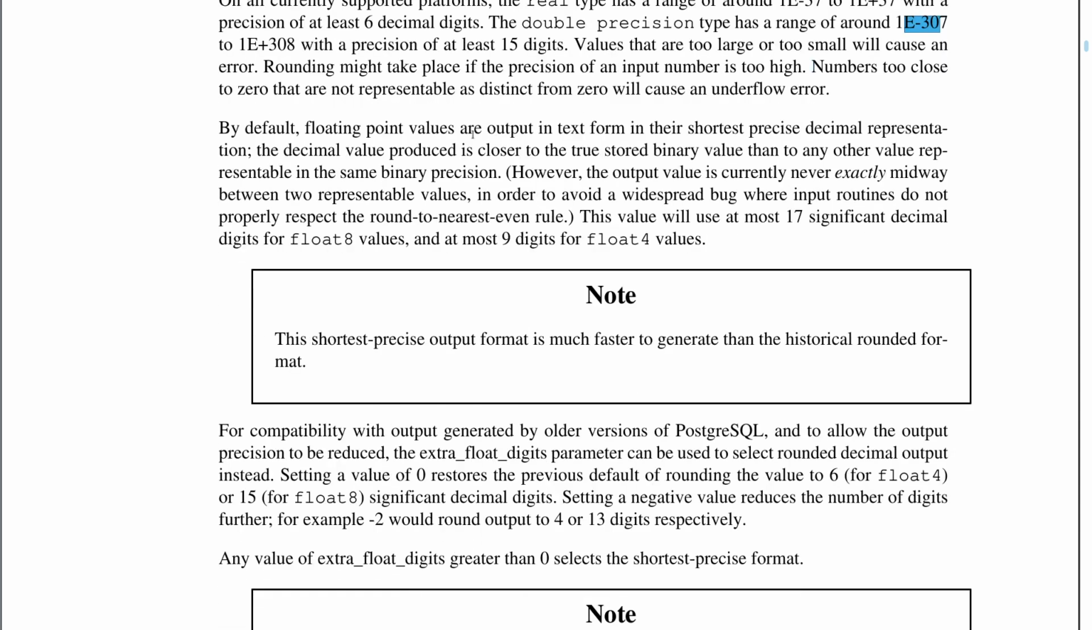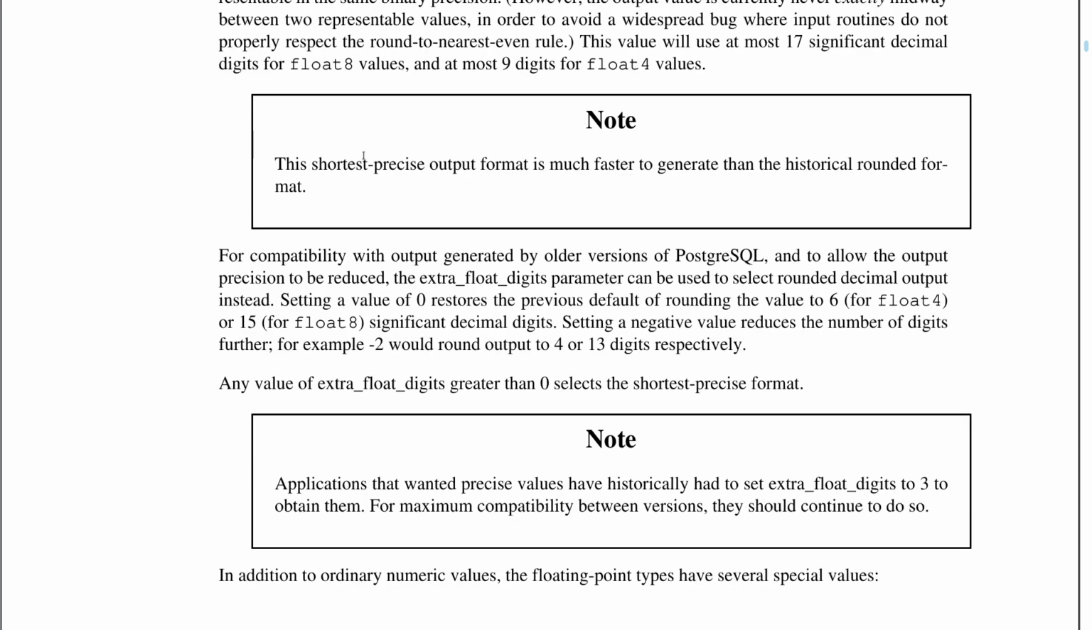By default, floating point values are output in text form in their shortest precise decimal representation. The decimal value produced is closer to the true stored binary value than to any other value representable in the same binary precision. However, the output value is currently never exactly midway between two representable values, in order to avoid a widespread bug where input routines do not properly respect the round to nearest even rule. This value will use at most 17 significant decimal digits for float 8 values and at most 9 digits for float 4 values. This shortest precise output format is much faster to generate than the historical rounded format.